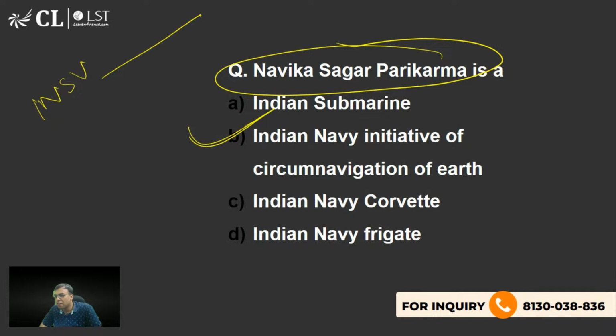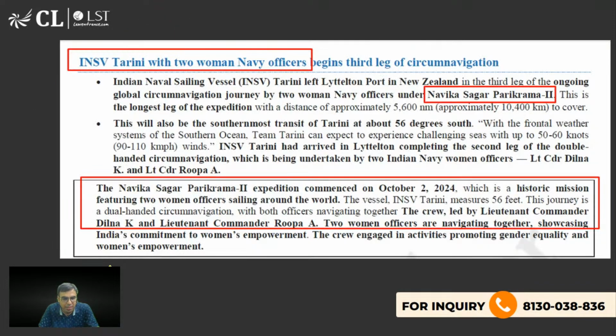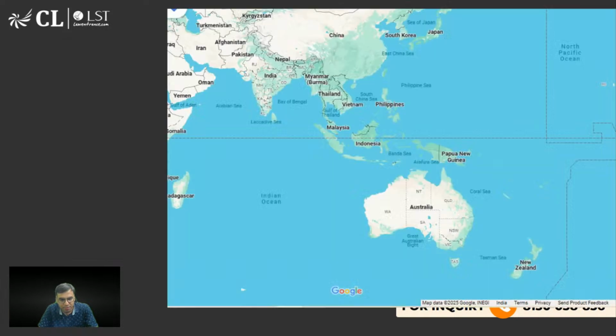There are 2 female officers who would be going on this. Circumnavigation means going around the whole Earth once. You can get it by elimination. What is the name of the ship? INSV Tarini. Very good, Tarini. So the right answer is B, INSV Tarini, and Navika Sagar Parikrama 2, with Lieutenant Commander Rupa A and Lieutenant Commander Dilna K. That is what you should know.